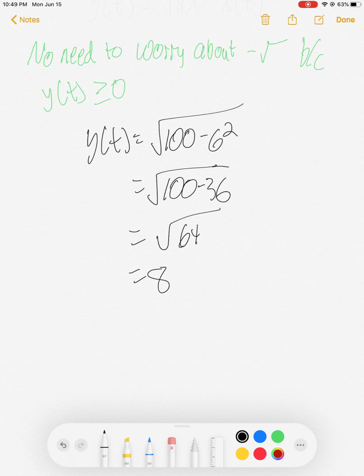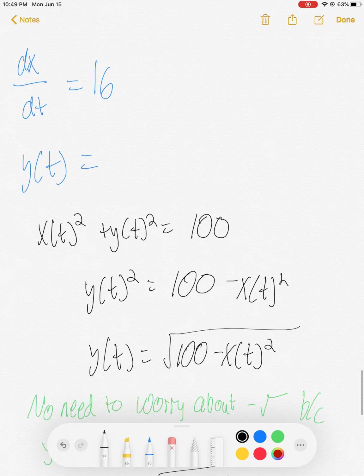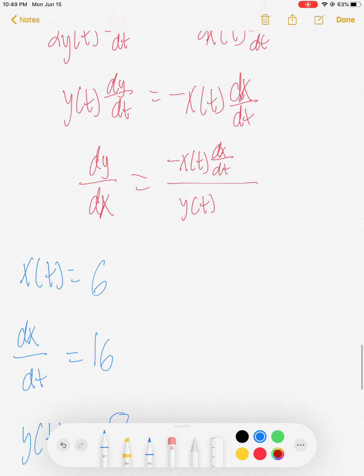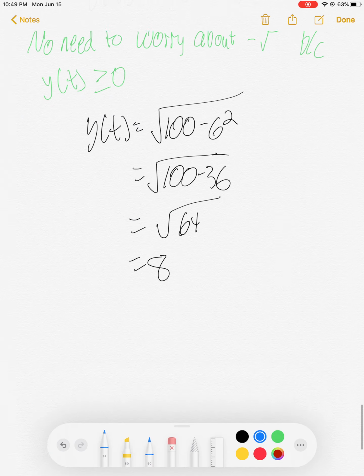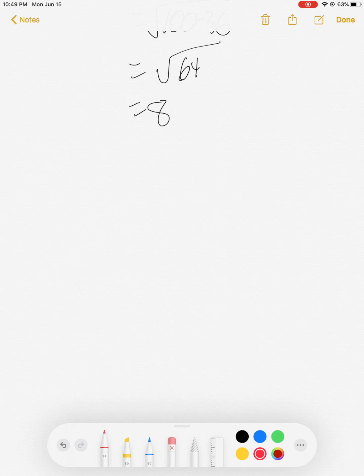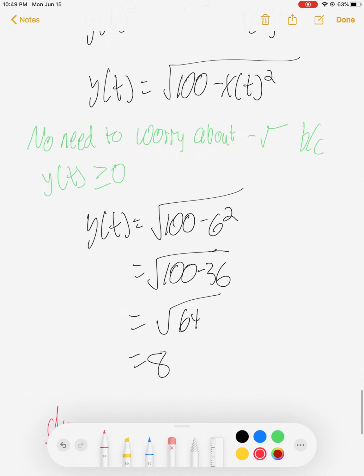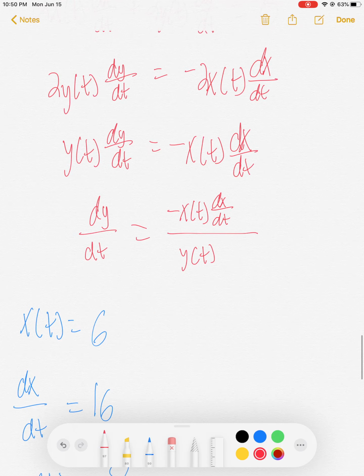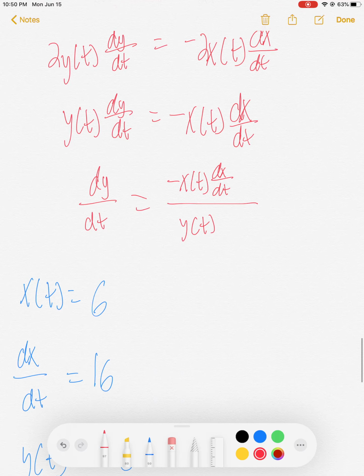Well, we know x of t is 6. So this means that y of t is the square root of 100 minus 6 squared. And that's the square root of 100 minus 36. Root 64, and that is 8. 6, 8, 10. One of the classic Pythagorean triples. All right, so now we see that y of t equals 8. So now we have all of the variables that we need to solve for dy dt.